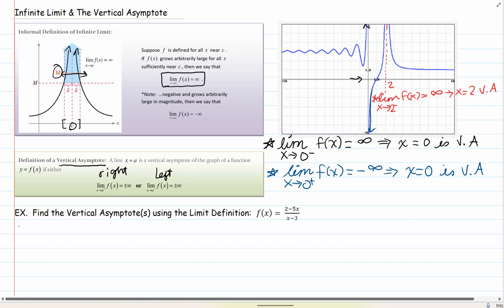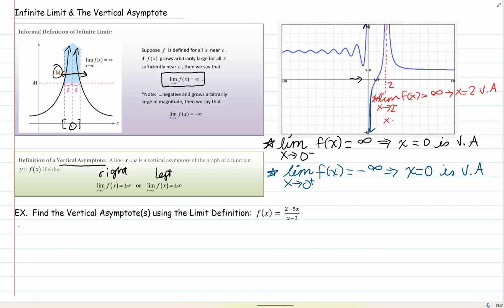What this means is when x is approaching 2 from the left, our function value is going to shoot way up. That tells you what the behavior of the function is. Likewise, we would say the limit as x goes to 2 from the right of f of x is positive infinity because when x is approaching 2 from the right, our function goes way up. So x equals 2 is a vertical asymptote.